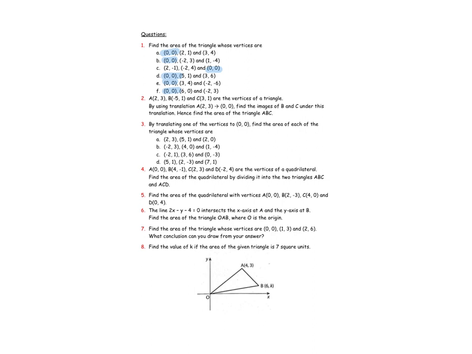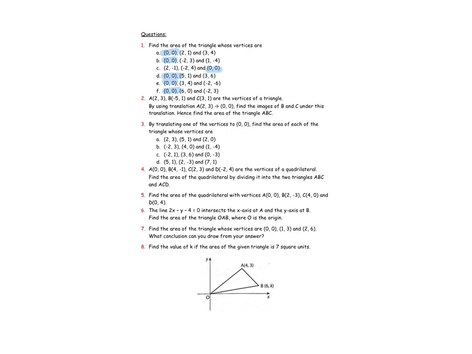Question 3 then says by translating one of the vertices to (0, 0), find the area of each of the triangles whose vertices are, and it gives you A to D to answer there. That should be fine, exactly like examples 3 and 4 that I did. Questions 4 and 5 are asking you to find the area of a quadrilateral, remembering that a quadrilateral is a four-sided shape. So when you divide that four-sided shape into two, you're going to get a triangle, so you can get the area of the triangle. It might be best to draw out the coordinate plane, plot the points, and then figure out what point you're going to use to get the area of the triangle. Multiply that by 2 to get the area of the quadrilateral.